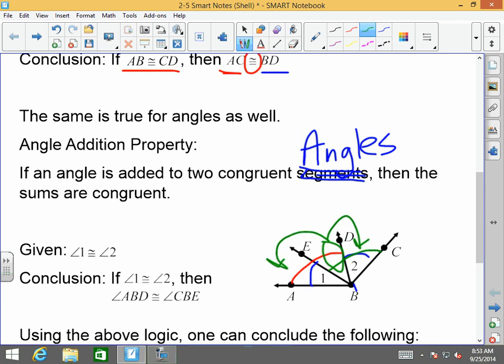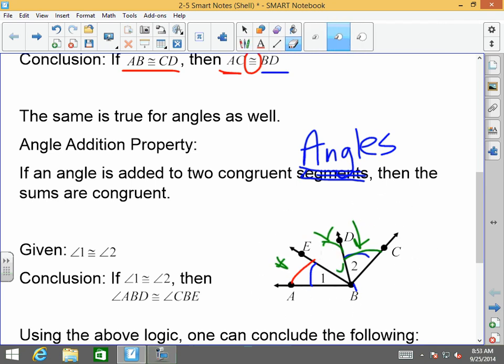Yes, sir, you had a question, my man. Why wouldn't it be angle ABD is congruent to angle DBC? I'm telling you that angle 1 and 2 are congruent already. That is angle ABE and CBD. That's a given. You'd just be substituting there. You wouldn't really be concluding anything. You would just be renaming those angles. Does everyone see what I just did there, guys?